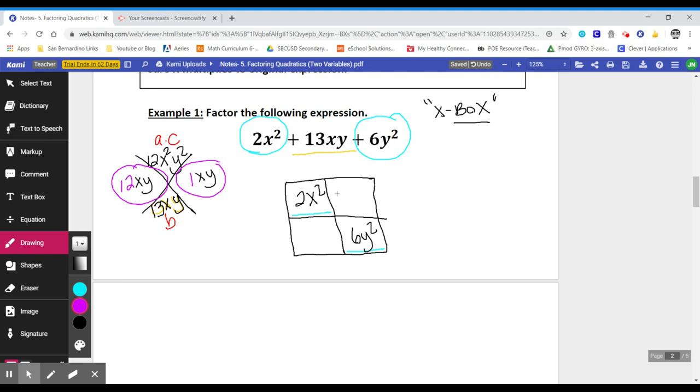I'm going to write the 12xy and put it there. I'm going to write 1xy and place it there. Okay, from here, you've done this before. Now we just have to factor out the box and you get your answer.